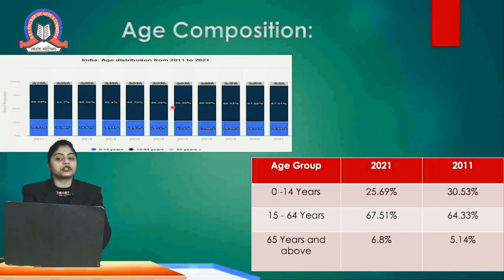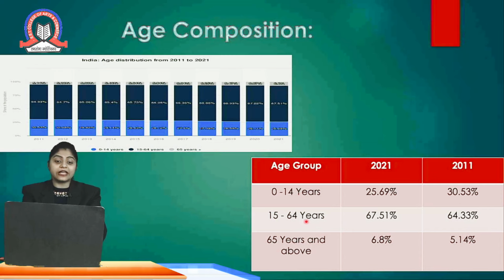Second part is age composition. The age composition is nothing but, of the total population, how many come under the age group of 0 to 14 years, those who are children, then 15 to 64 years, which comes under the teenagers, youngsters, middle-aged people, and 65 years and above. Why are we dividing the population in these age groups? Because the first and the third age groups are the dependent population. Talking about the middle one, it's the independent population.